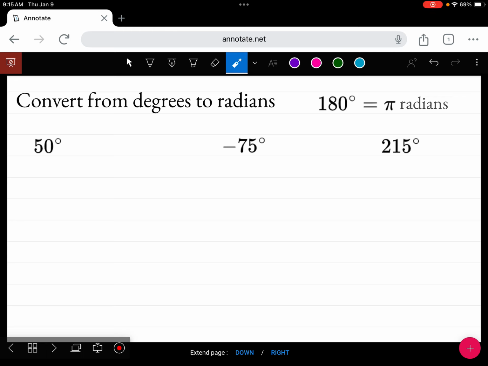Radians doesn't have a symbol. You do not have to write out the whole word radian. You don't need to put R or rad or anything like that. It's going to be one of those. If it's not a degree, it's a radian.